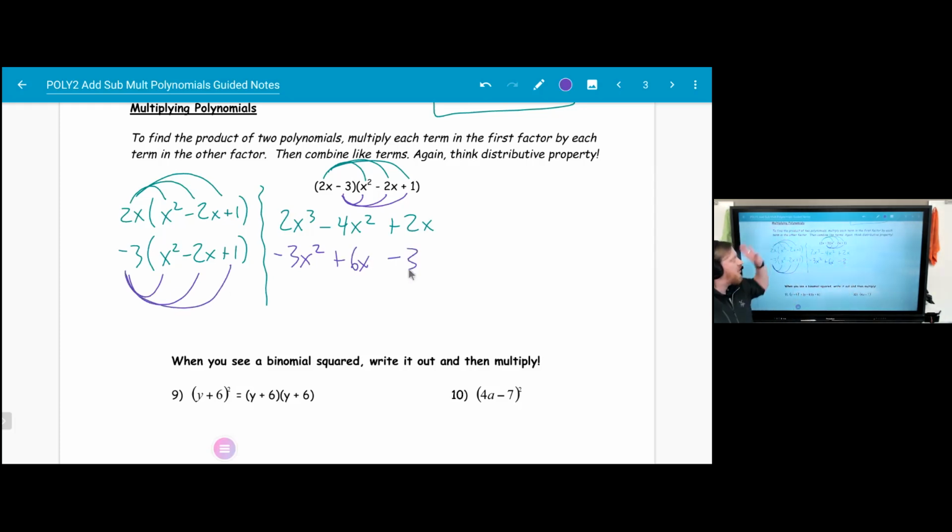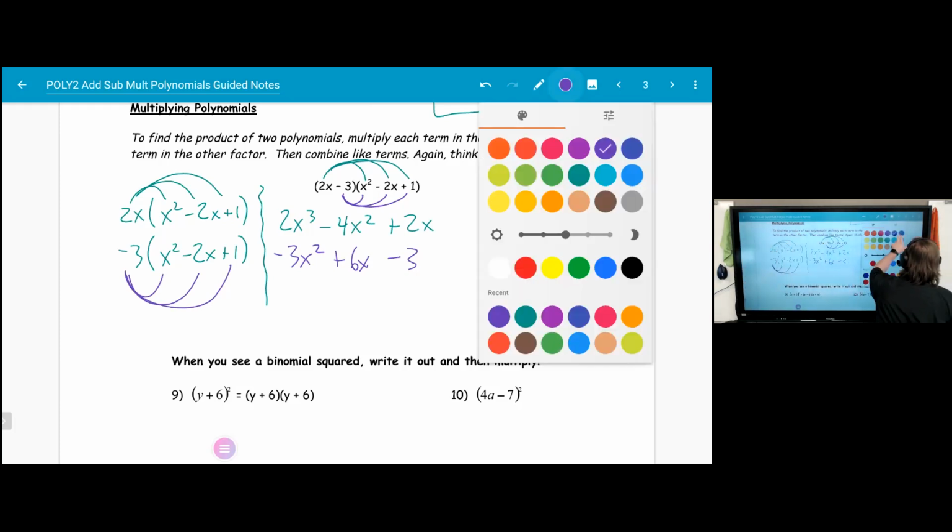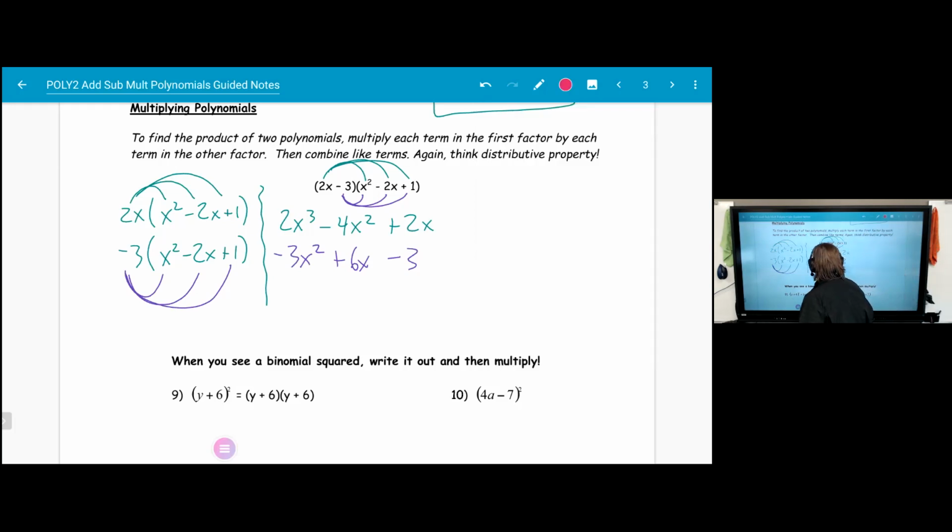From over here, I just combine my like terms. If I combine my like terms, here's what I ended up with. I've only got one term with cube, so 2x cubed. I've got two terms with squareds, negative 3 and negative 4x squared, so negative 7x squareds.